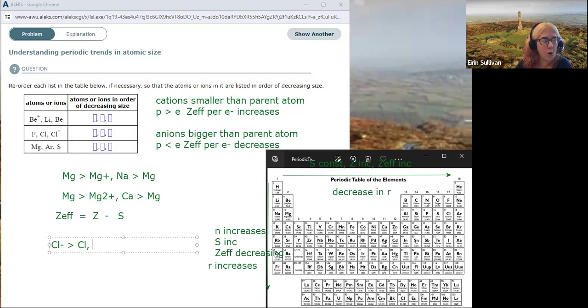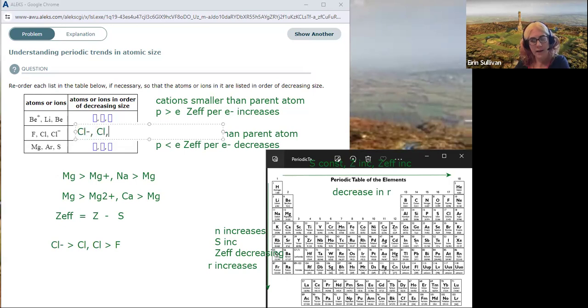And if we compare fluorine and chlorine, well, chlorine is further down the group than fluorine, so chlorine has to be bigger than fluorine. So now we can rearrange these. The chloride ion is going to be the biggest, then chlorine, and then fluorine. Okay, so that's how we would deal with it if we had an anion in there as well.